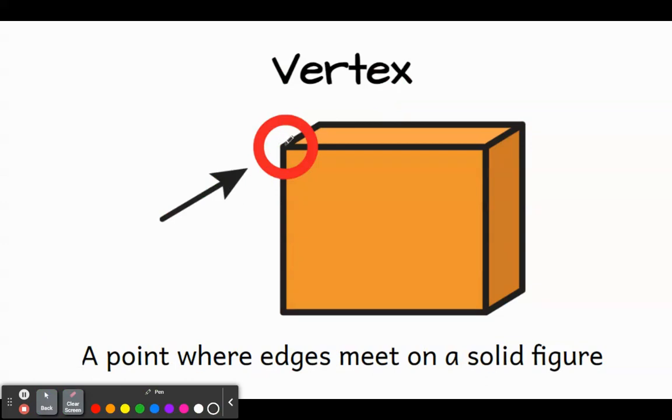The vertex is the point where the edges meet on a solid object. So on this rectangular prism, we see that it meets right here. This face and this face meet at this little corner, and there's a third one behind it right here. So where it meets is called the vertex, or if we have plurals, we call them vertices.